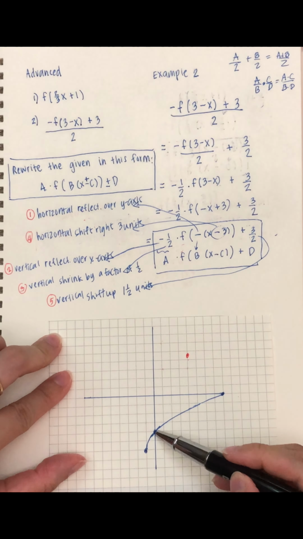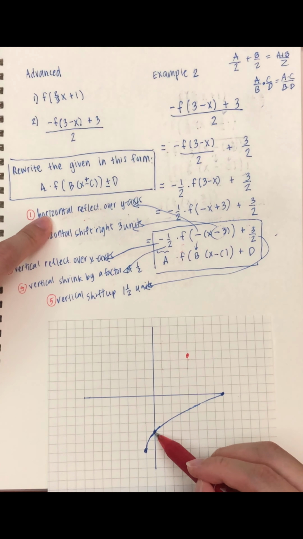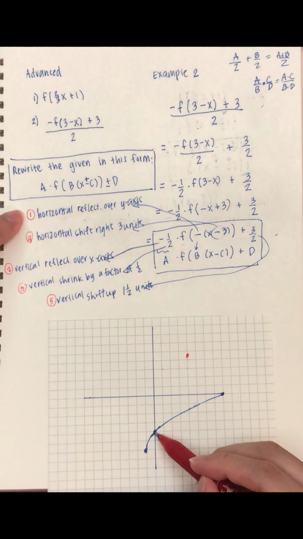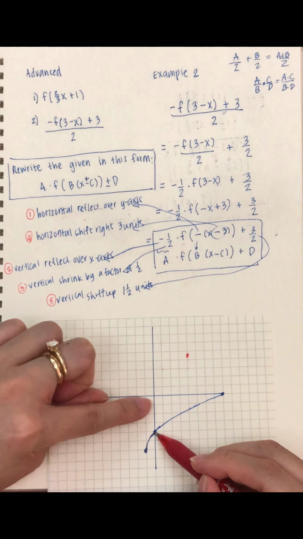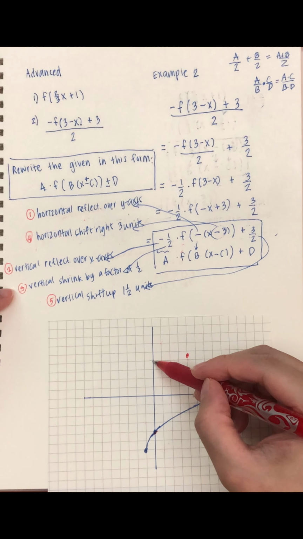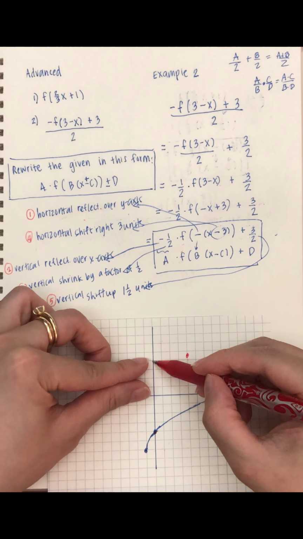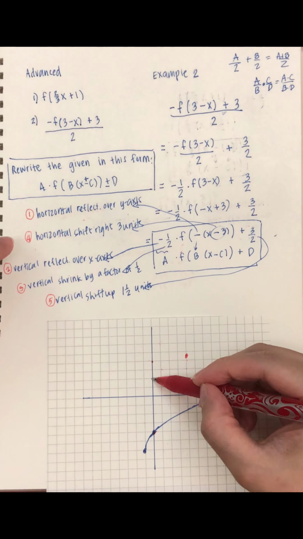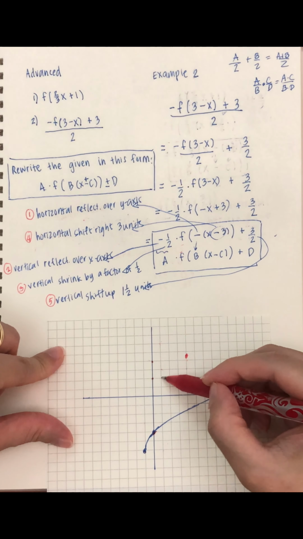Next, this point. A horizontal reflection over the y-axis. Well, it's on the y-axis, so its reflection is still on the y-axis. A vertical reflection over the x-axis. 4 units down becomes 4 units up. Third, a vertical shrink. A vertical distance of 4 shrinks by 1/2 to 2. Shift 3 units to the right and 1.5 units up. 1, 2, 3, 1.5.